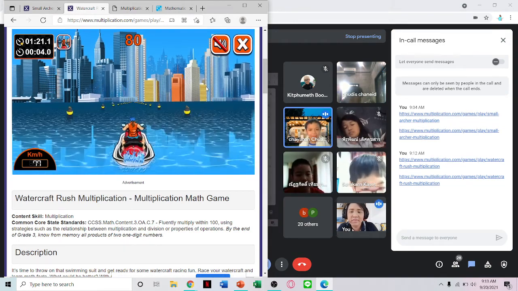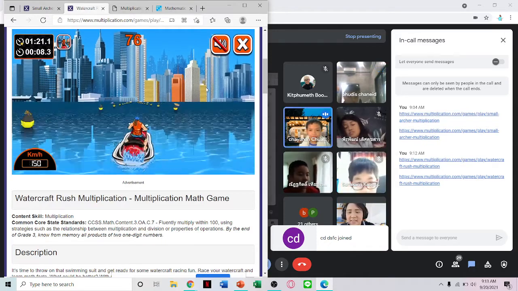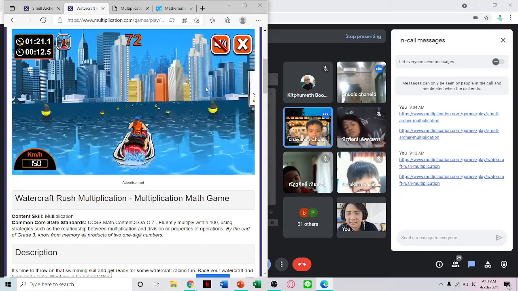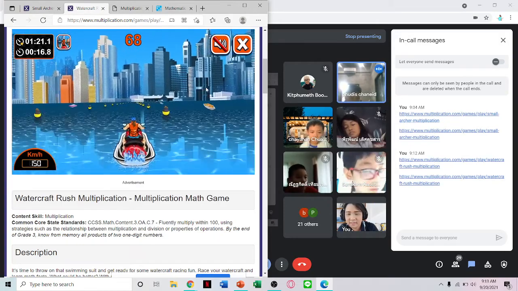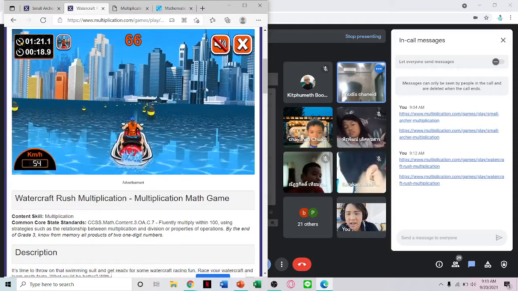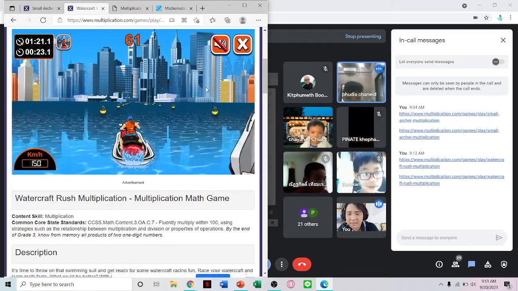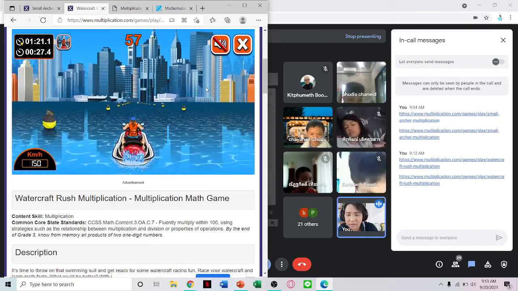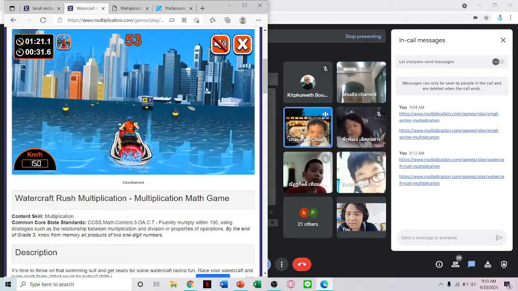Teacher's driving again. The jet ski. It's called a jet ski. Go. I hope you win. Did you answer the questions already? You're now in the race. You're so fast in multiplication.